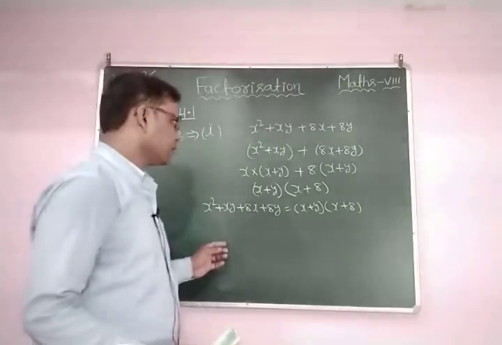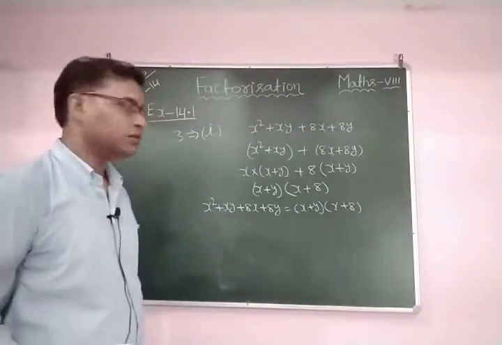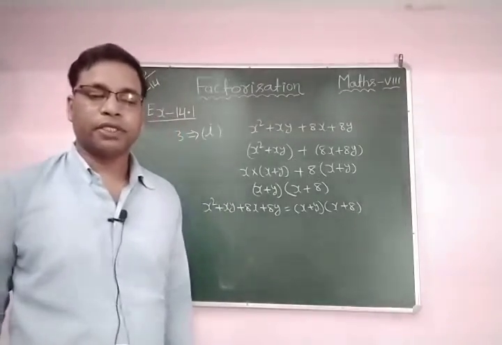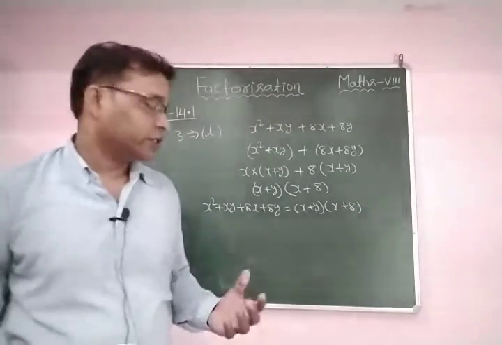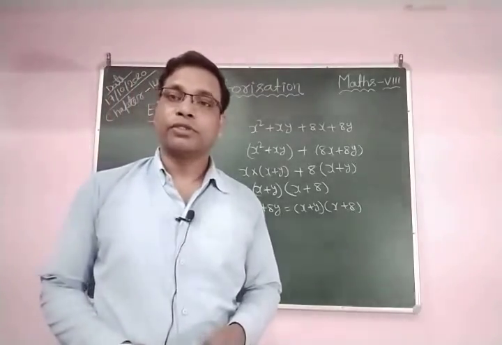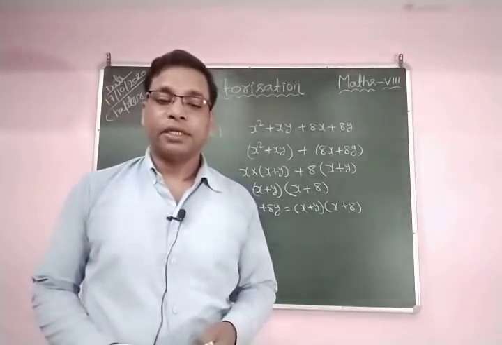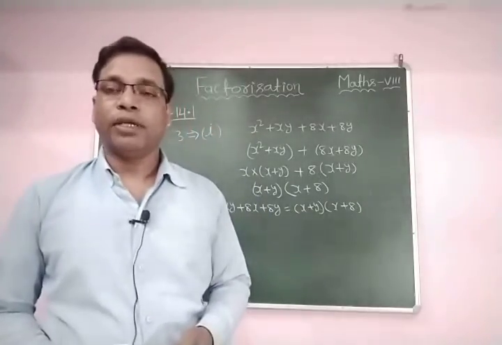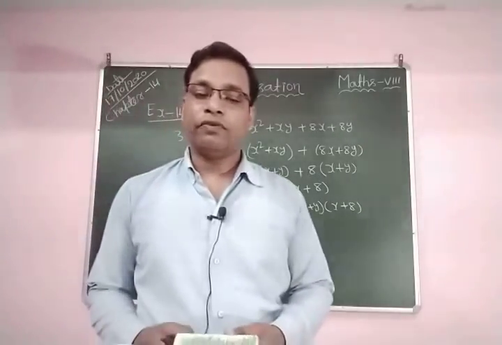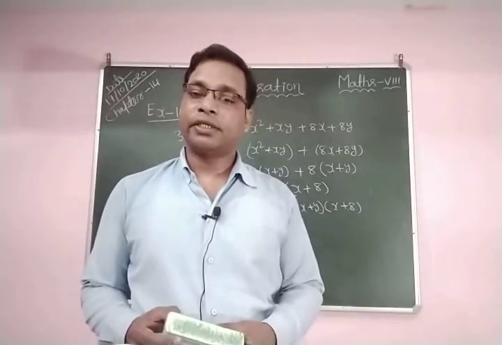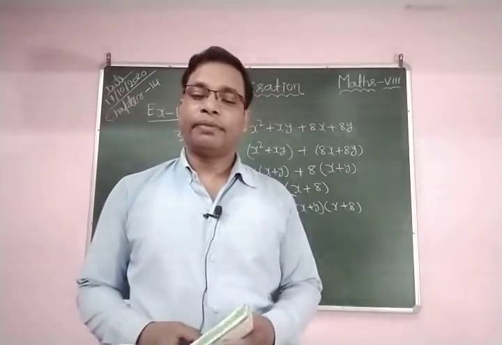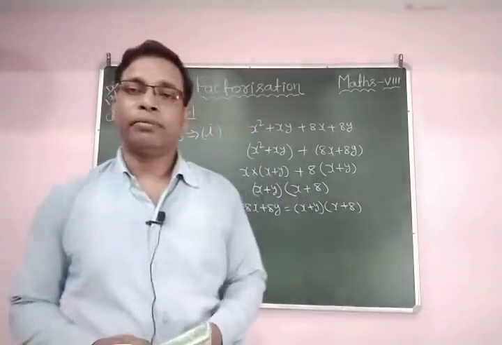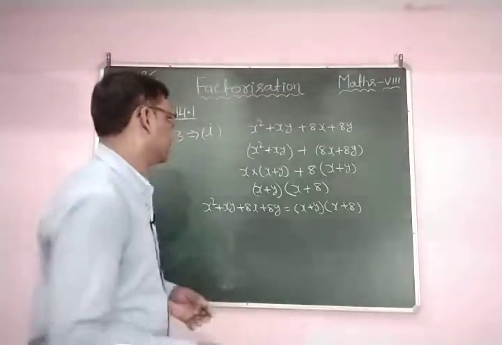Clear? I hope all of you understood how to find factors of any algebraic expression. Now we are going to discuss the second part of this question number 3. The second part is 15xy minus 6x plus 5y minus 2. We need to find its factorization, its factors. Let's see how to find this.